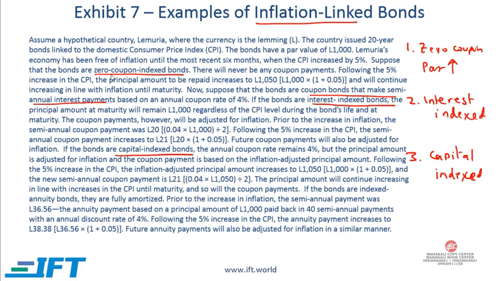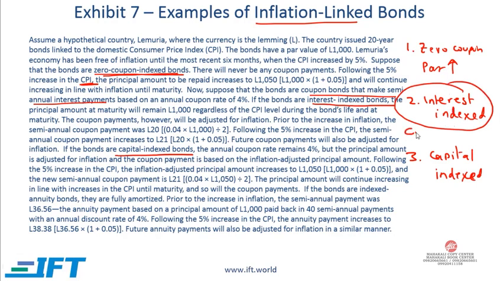First, we have a zero coupon indexed bond. Since this is a zero coupon bond, obviously coupon payments are not being made during the life of the bond. So here the par value, or the amount that needs to be paid at the end, is indexed to inflation. The higher the inflation rate, as indicated by the CPI, the higher the amount that the investor will get at the end. The second category is an interest indexed bond.